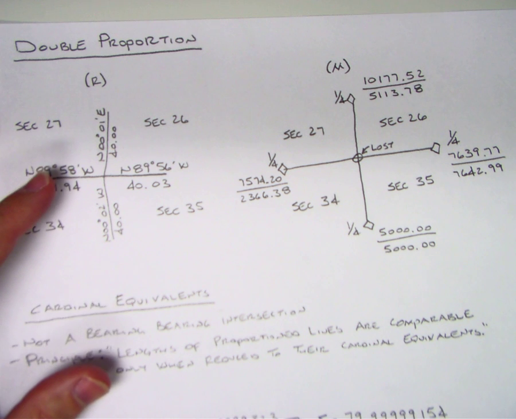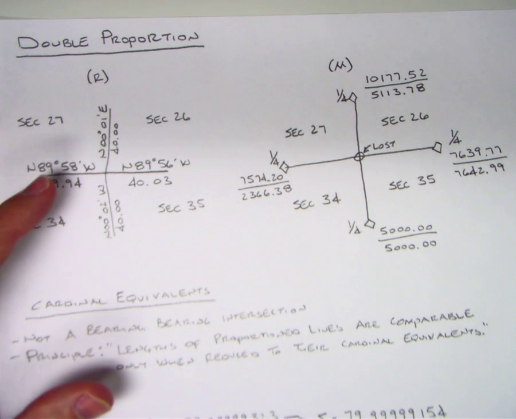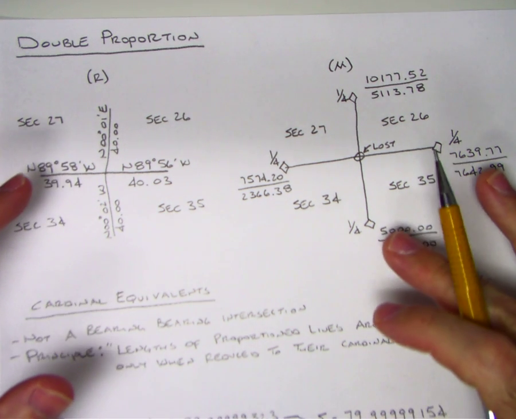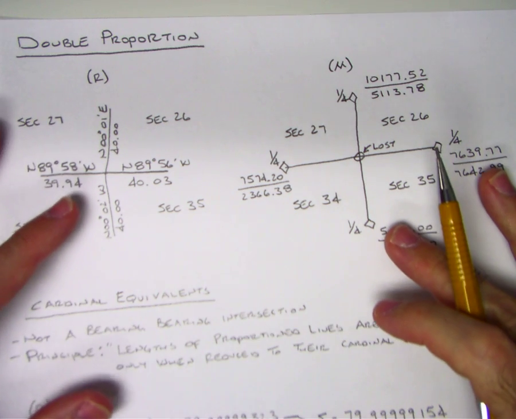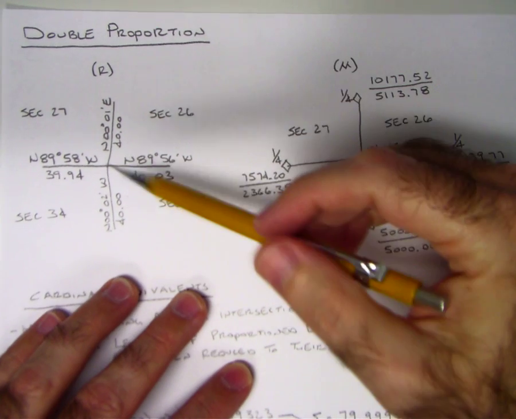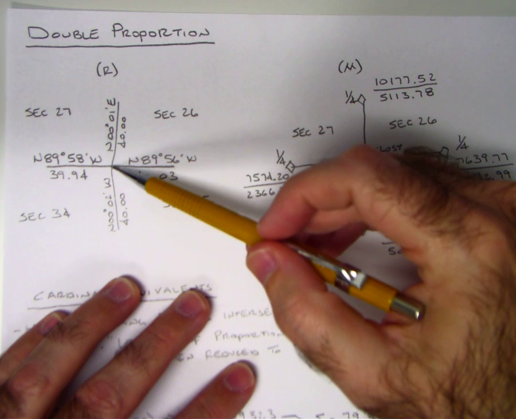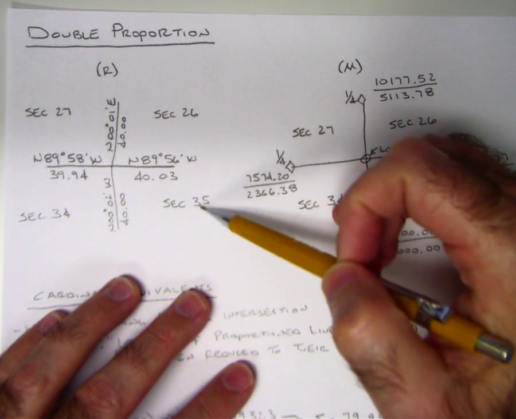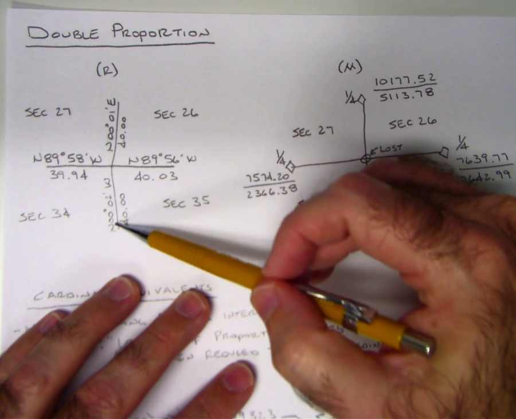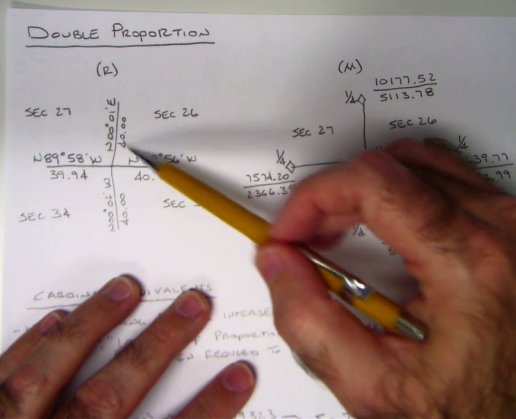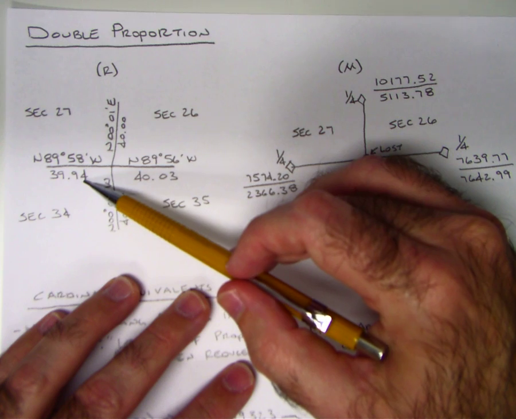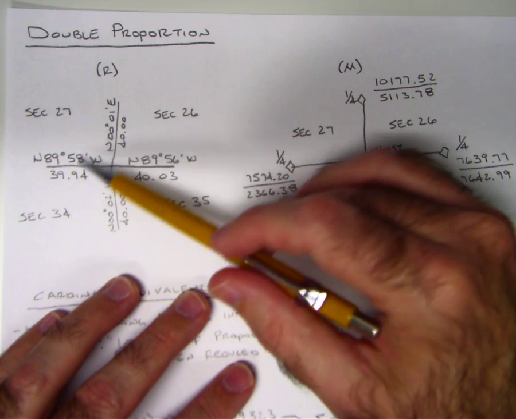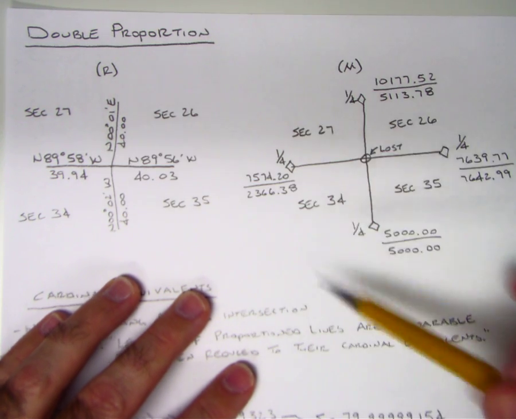Now let's take a look at doing a double proportion, since I just finished discussing cardinal equivalence on the last AVI file. Here on the left we have the record, and we have a section corner that's lost, that's common to sections 26, 27, 34, and 35, and we have the record bearings and distances for each segment. And notice that they all vary, they're not all just straight lines.